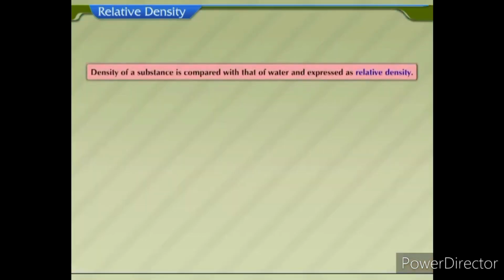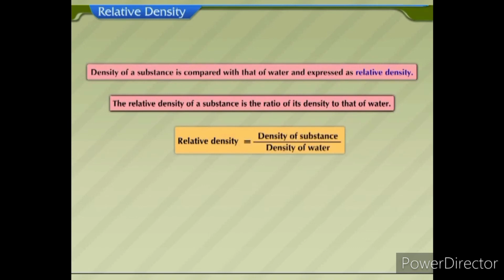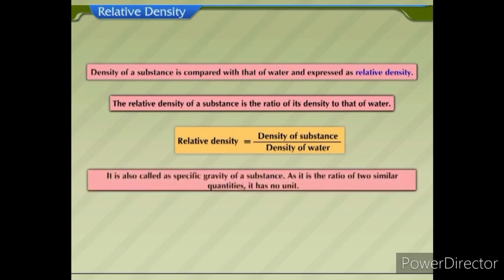Density of a substance is compared with that of water and expressed as relative density. The relative density of a substance is the ratio of its density to that of water. Relative density is equal to density of substance divided by density of water. It is also called the specific gravity of a substance, as it is the ratio of two similar quantities. It has no unit.